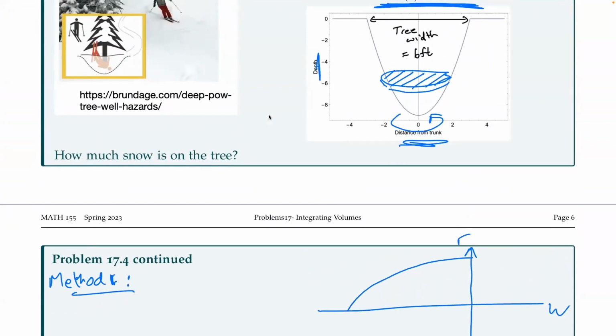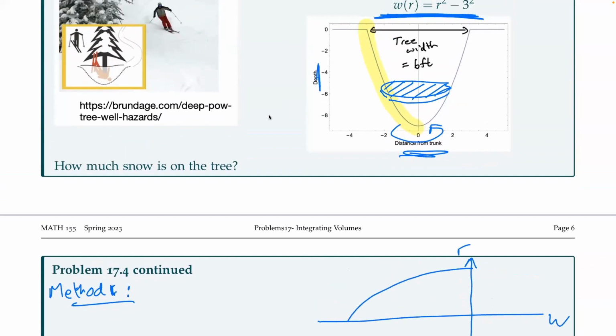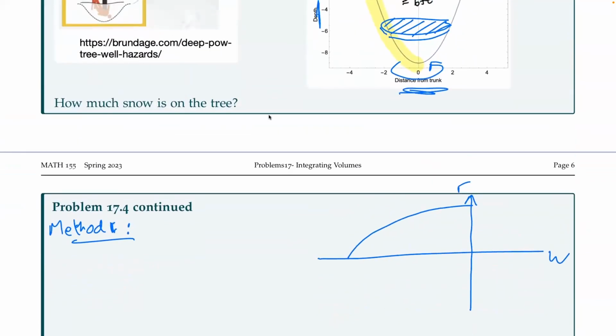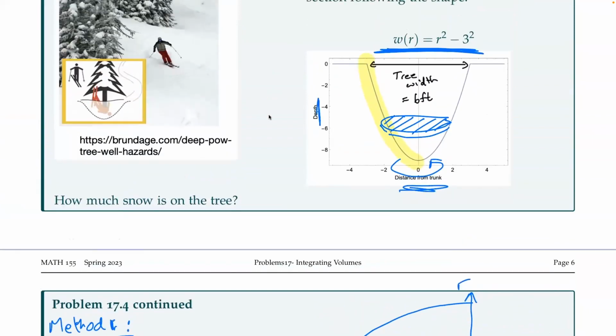So all I've done is I've taken this curve here and I've flipped it around on its side. Okay. We were told that up here, W is equal to R squared minus 3 squared. So we can rewrite this for R, okay? So we can take the 3 squared over to the other side, that's 9. So R squared is equal to W plus 9. So R is equal to square root of W plus 9.